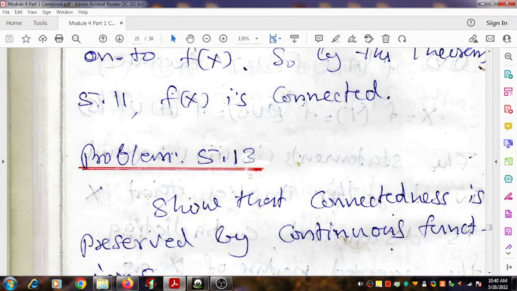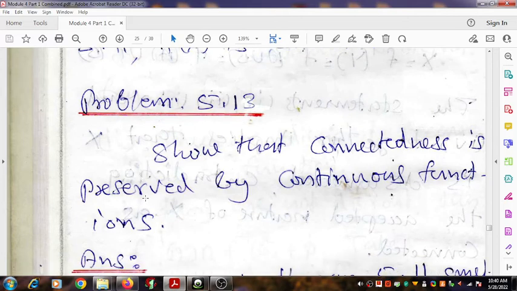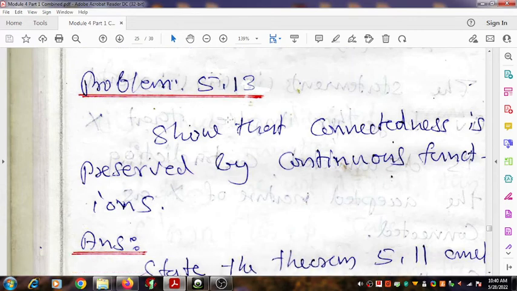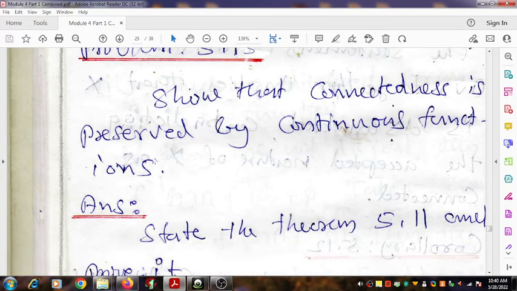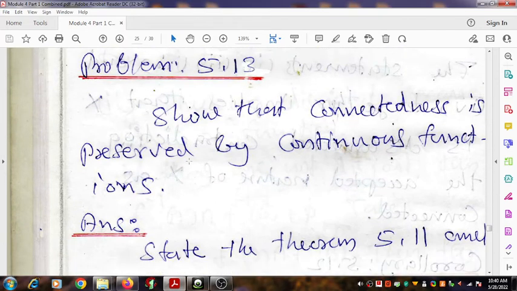Okay, next we have a problem to solve. Problem number 5.13: show that connectedness is preserved by continuous functions. See, it's very easy, in the light of the previously proved results. We have seen that if X is a topological space and it is connected, and if f is continuously mapping X onto another space Y, then its image space is connected.